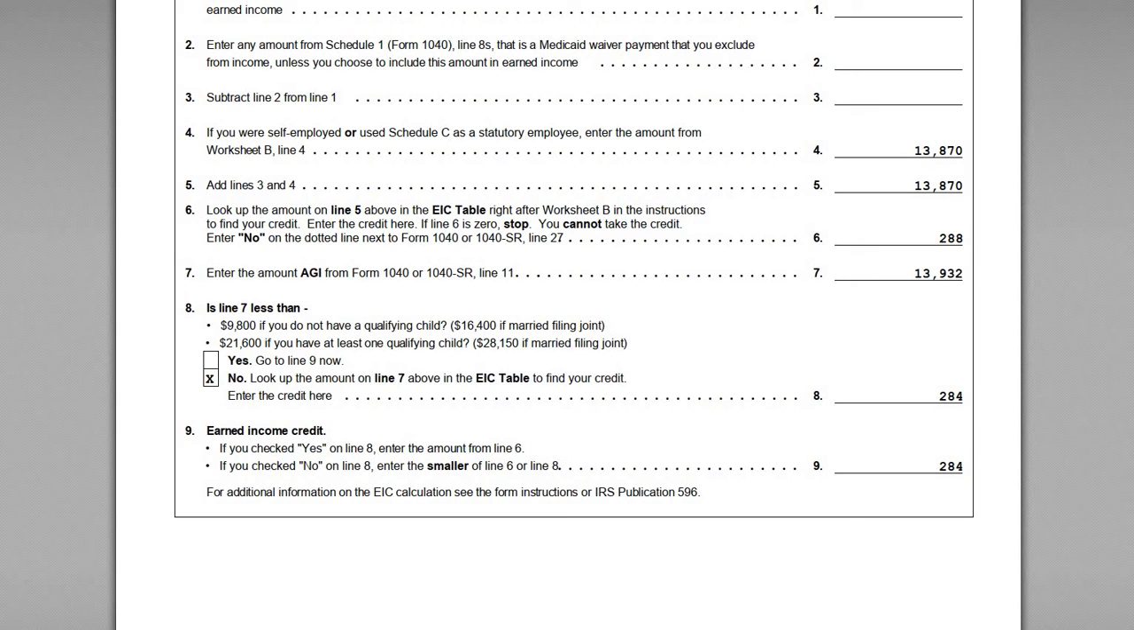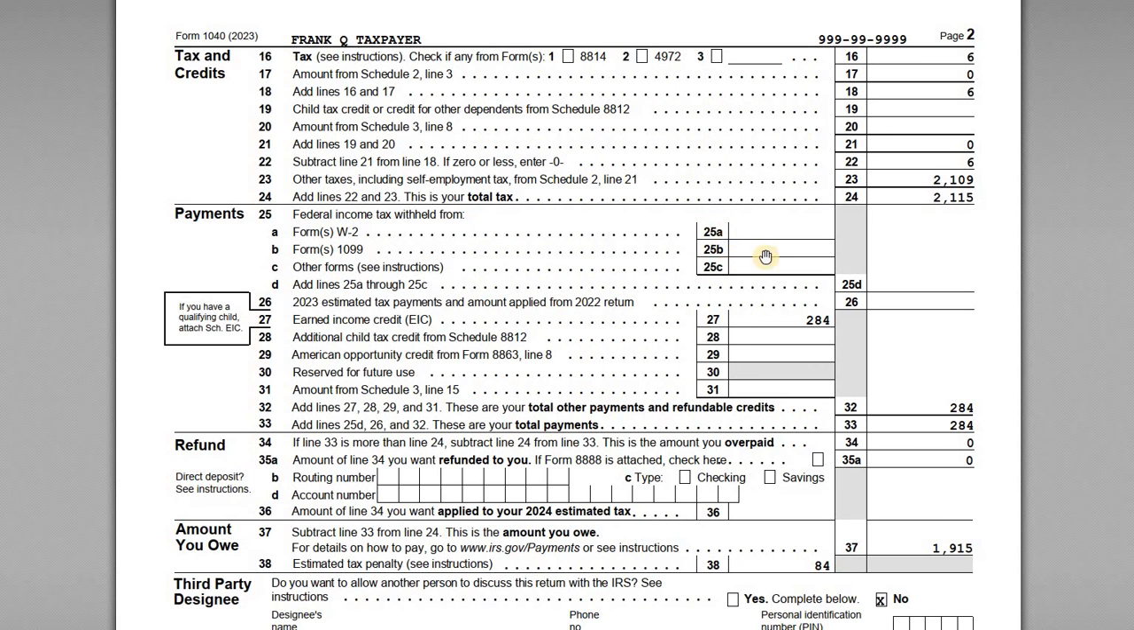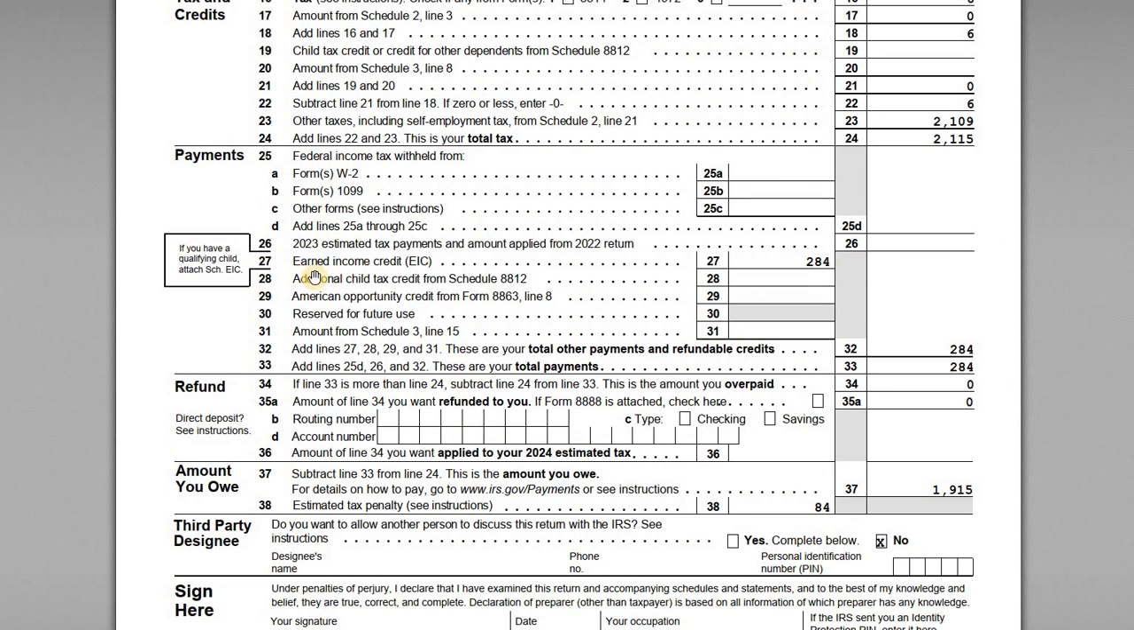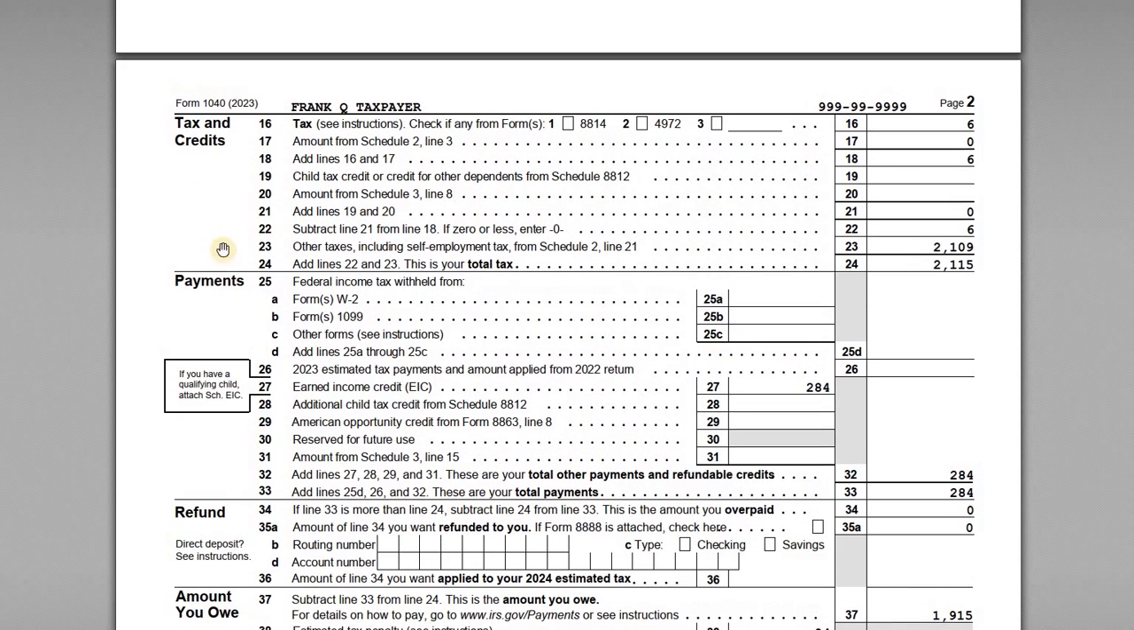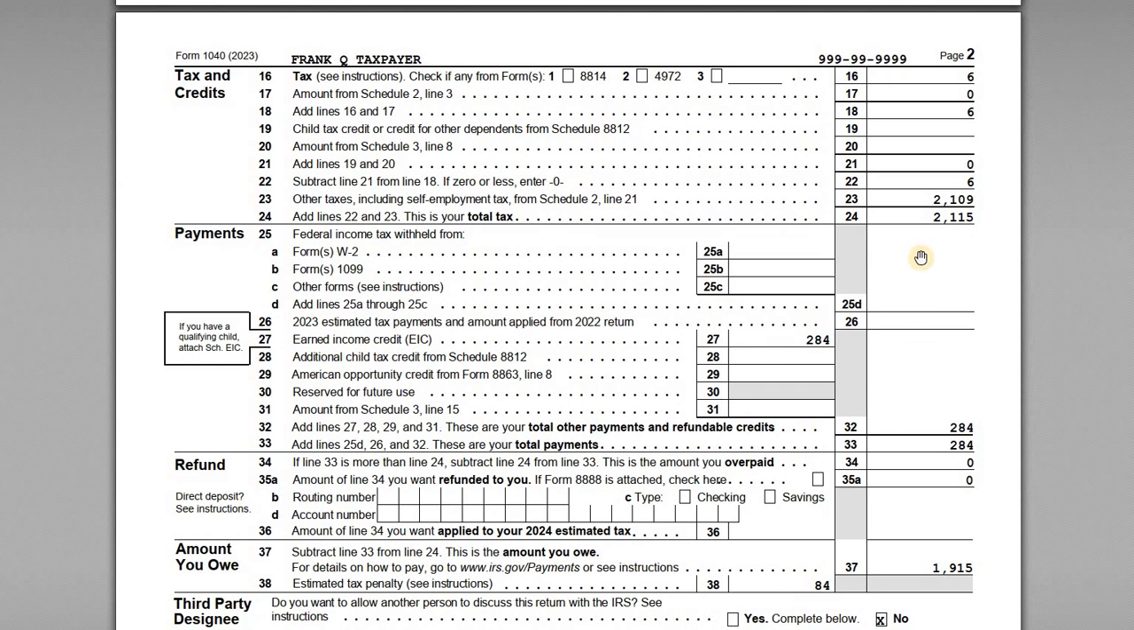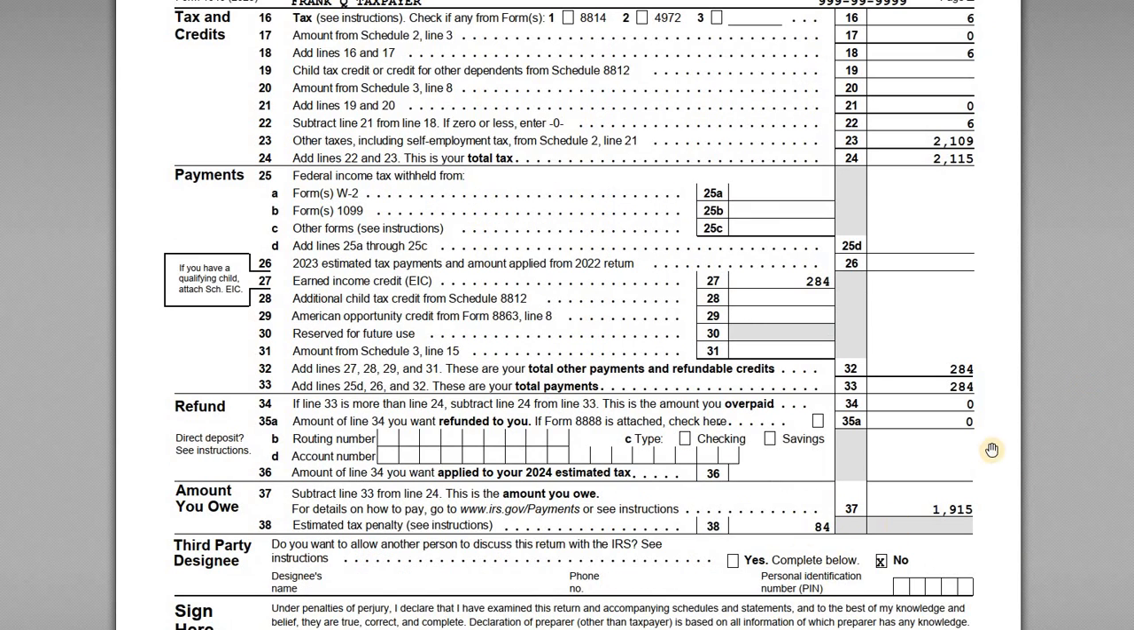Now once we have our $284 figure, we can go back to the 1040, page 2, and line 27 is where we report the earned income credit of $284. So effectively for Frank here, the total tax he owes is $2,115. He gets a credit for $284, and so he owes the difference there of $1,915. And there are some penalties being included because he did not make any estimated tax payments throughout the year, so there's the underpayment penalties.